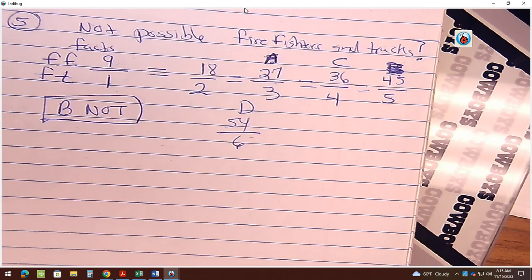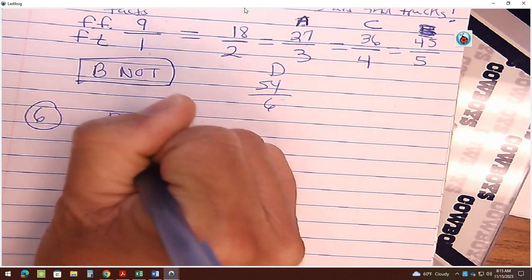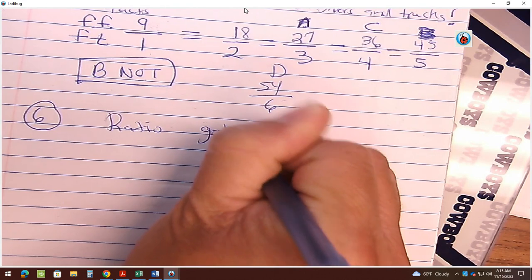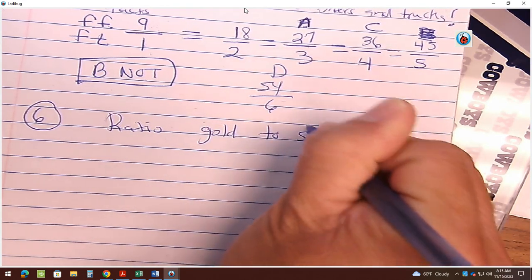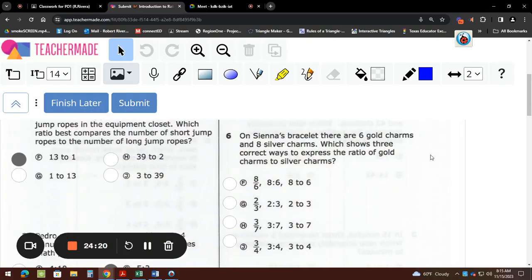Okay, number 6. What do they want? Ratio of what? Ratio of gold to silver. Where do I get that? From the question. Look, ratio of gold, ahí está la palabra, to silver. Gold to silver.